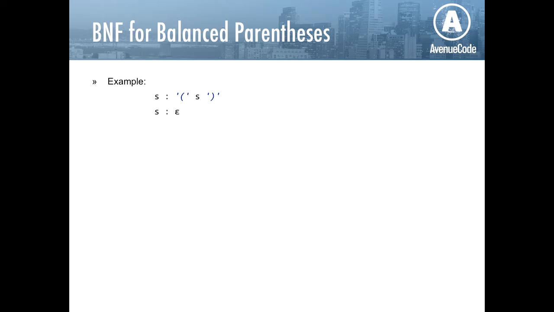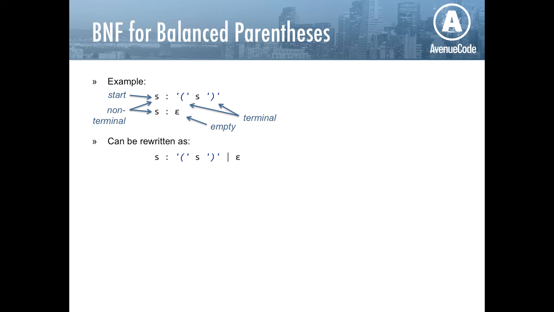Let's see, for instance, this example. This is a grammar for balanced parentheses. So we have S as our non-terminal, and we have two rules for S here. S is also our start symbol. The first rule says that S is defined by open parentheses, S, close parentheses. And those two, open parentheses and close parentheses, are terminal symbols. The second rule says that S is defined by empty. We can rewrite those two rules as this. S is defined by open parentheses, S, close parentheses, or empty.